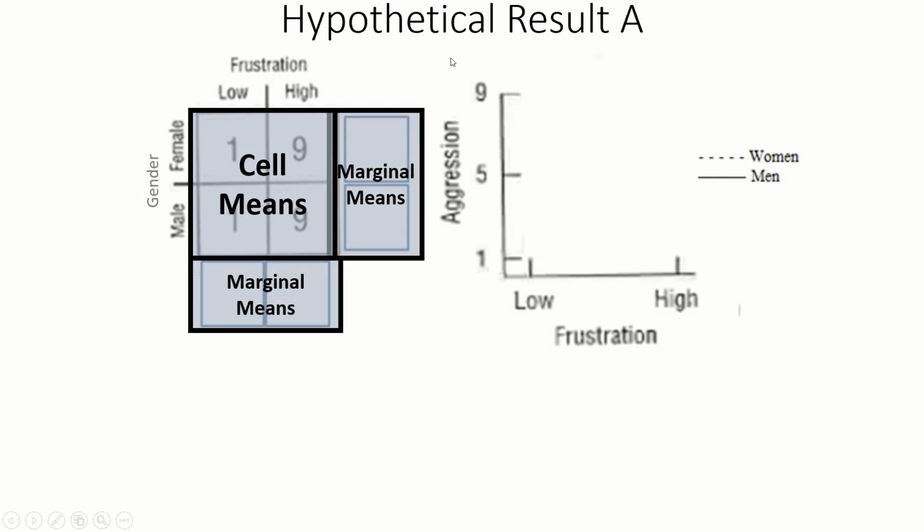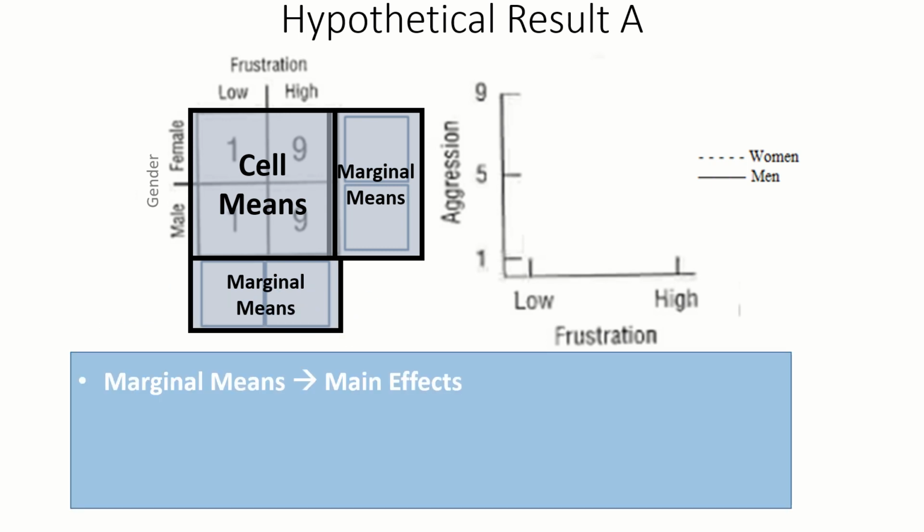Now, you'll notice that on the side, we have some boxes too. And here is where we are going to calculate the marginal means. And the marginal means assess the main effects. So the marginal means assess the main effects. There's some alliteration going on here. Marginal means, main effects. All right, so the marginal means are going to tell us whether we have any main effects. So here, the marginal means will be the marginal means for gender.